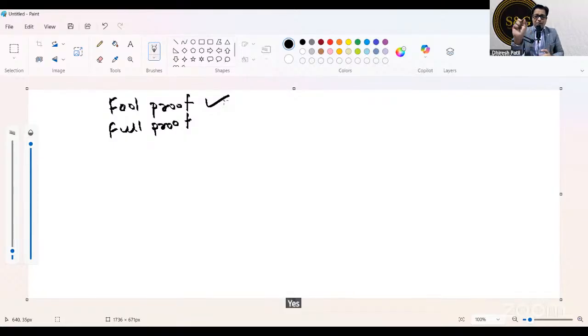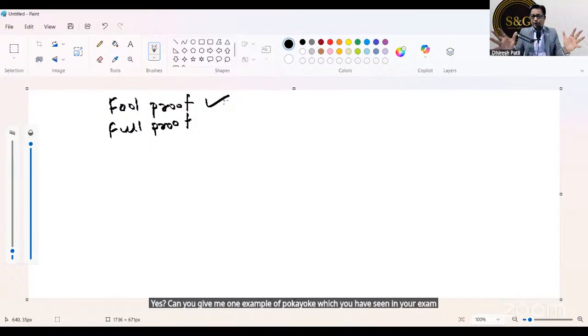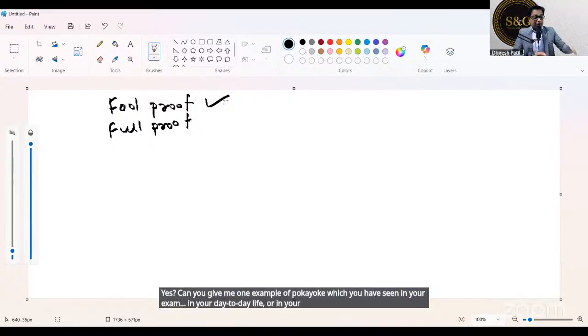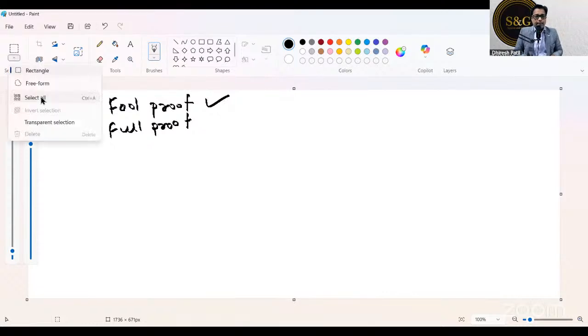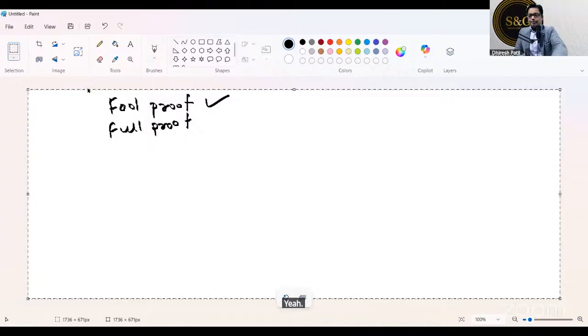Yes, can you give me one example of Poka-yoke which you have seen in your day-to-day life, or in your process, or in your company? Can you just give me one Poka-yoke example? This is also a lean tool, a very powerful tool. Yeah, just give me any example.